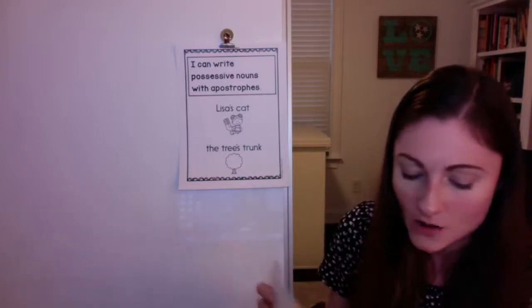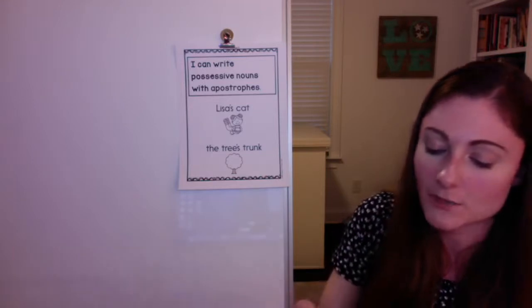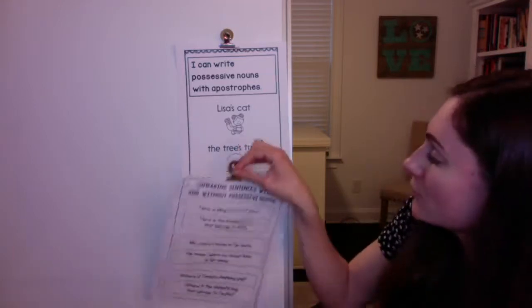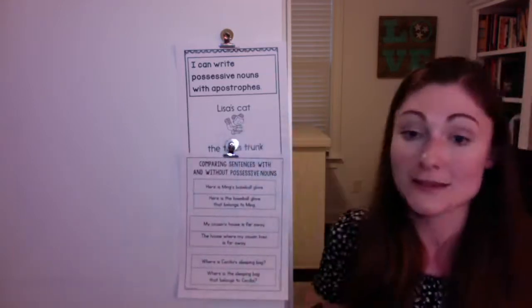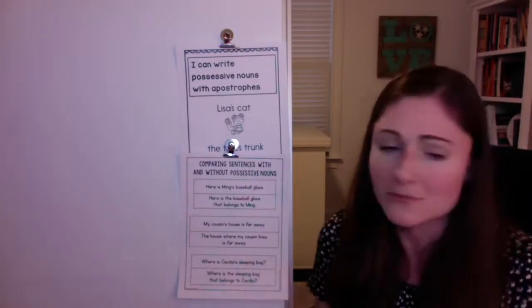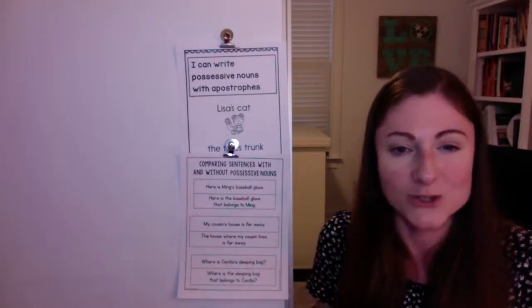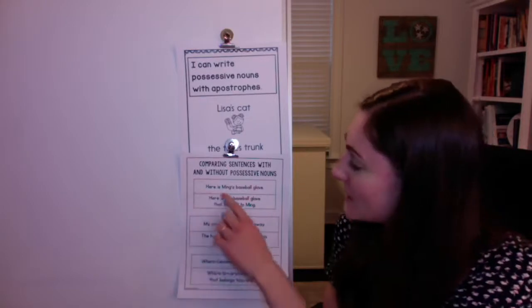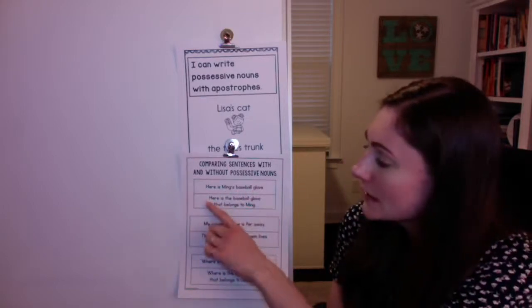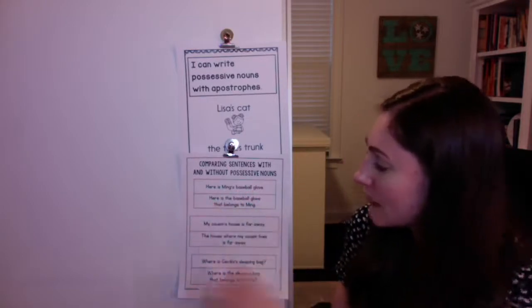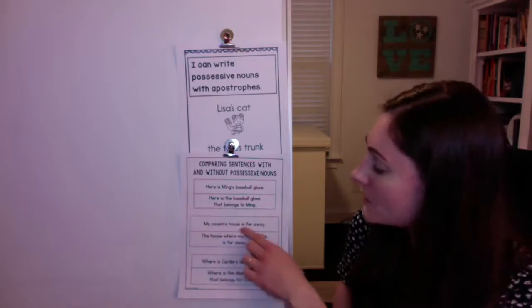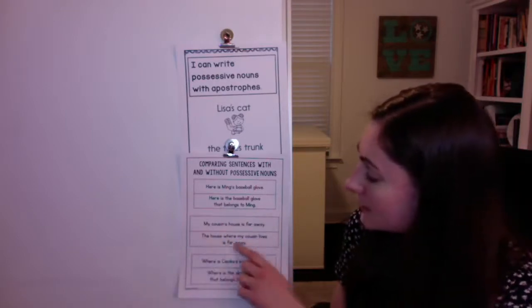And then I also like to do this little activity where we compare sentences that have possessive nouns versus sentences that don't have possessive nouns. It's probably pretty small for you on your screen, so I'll read it to you. Here is Ming's baseball glove. Here is the baseball glove that belongs to Ming. My cousin's house is far away. The house where my cousin lives is far away.